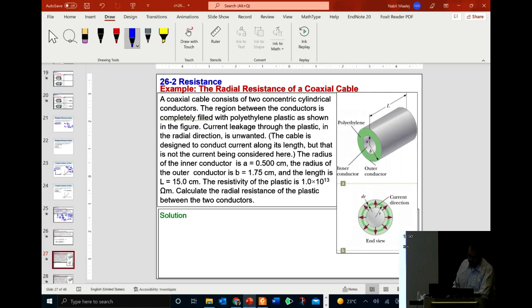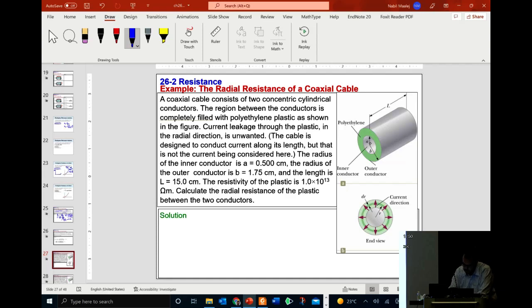This is a more challenging problem. Okay, we have a coaxial cable that consists of two concentric cylindrical conductors. So there is an inner conductor of radius a and an outer conductor of radius b. The region between the conductors is completely filled with polyethylene plastic, as shown in the figure. So the green color here is the polyethylene plastic. The cable is designed to conduct current along its length, but that is not the current being considered here.